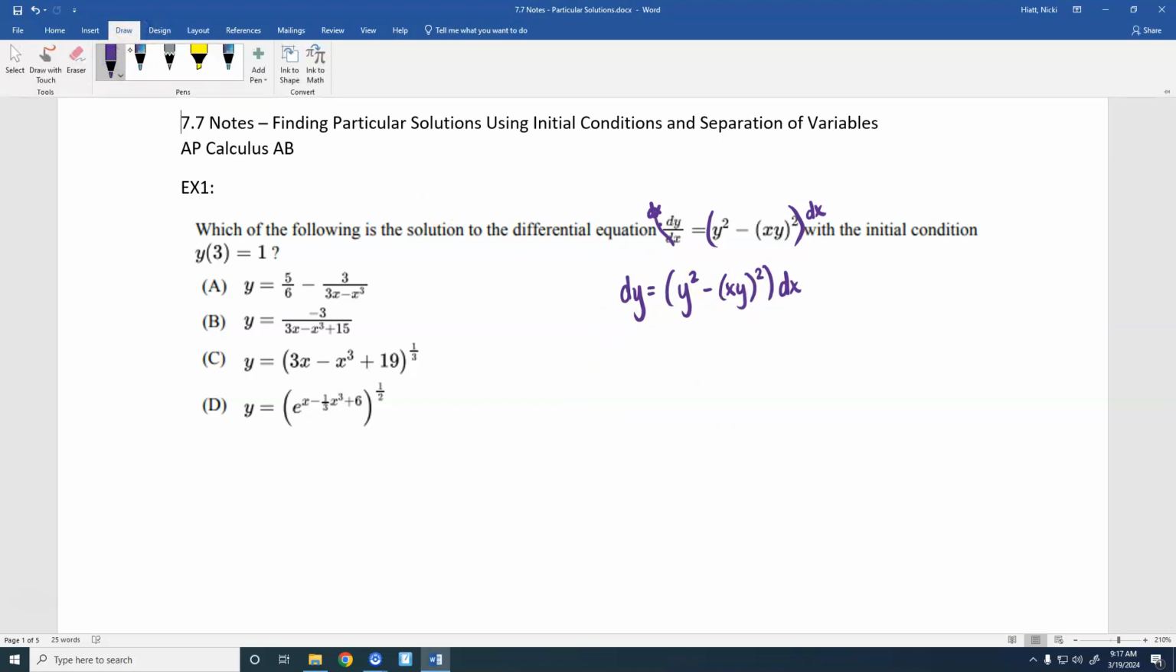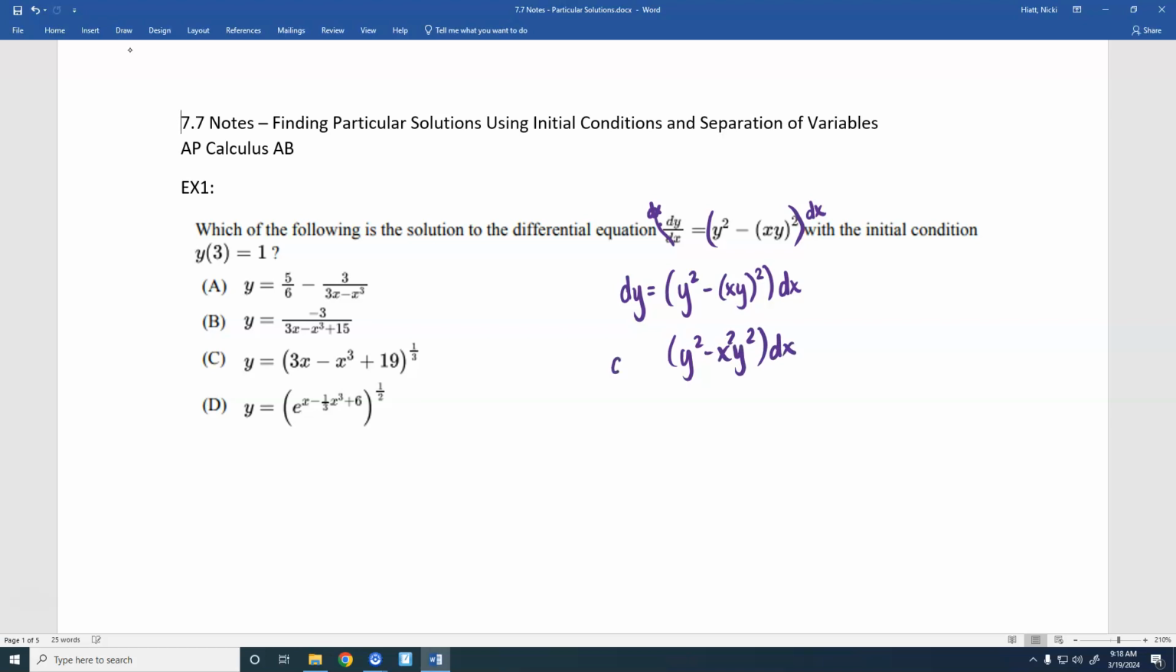Close. If I just take out a y, I'd still have one left, but this xy squared, it's just the x and the y squared, so that really could just be written like this, y squared minus x y squared dx. Yes, so we can pull out a y squared. Like that.